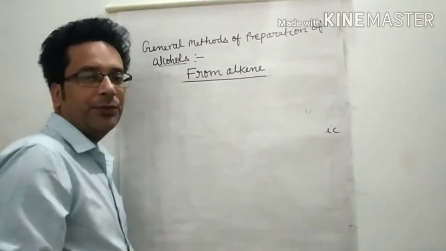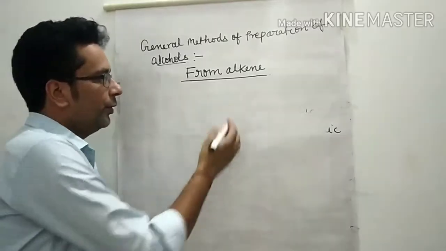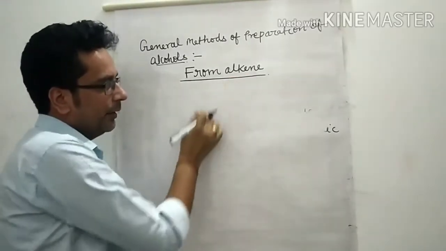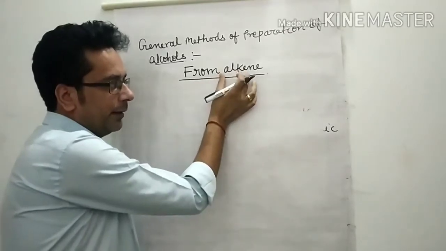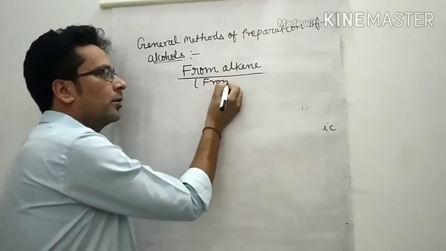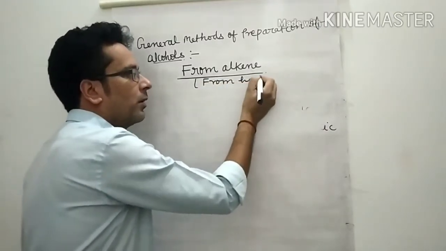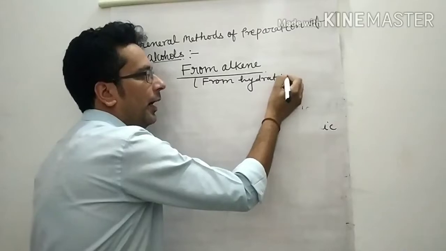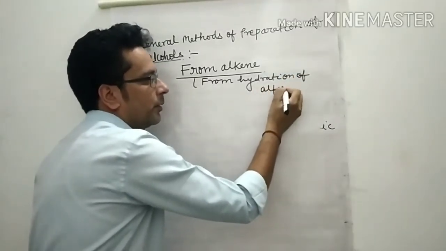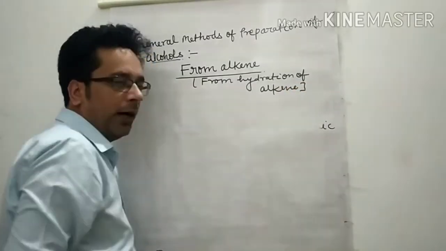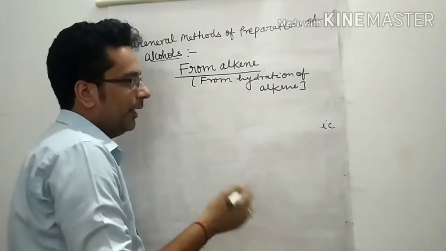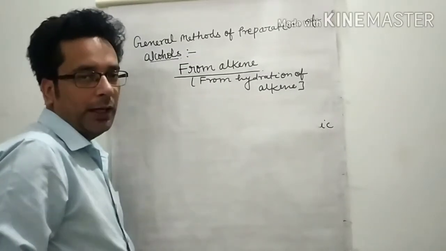Simply, alkene reacts with water. So alkene reacts with water. It is also known as hydration of alkene. Hydration means water molecule. It means alkene reacts with water to form alcohol.